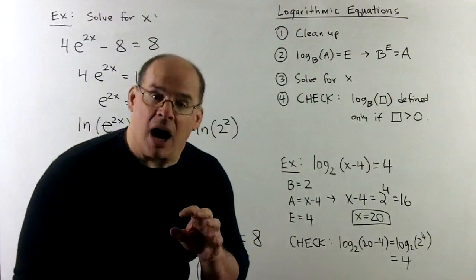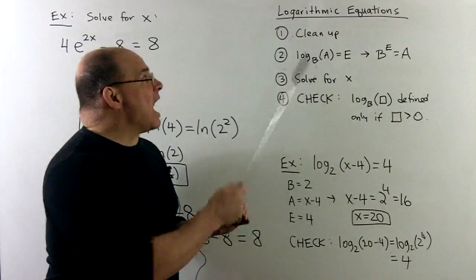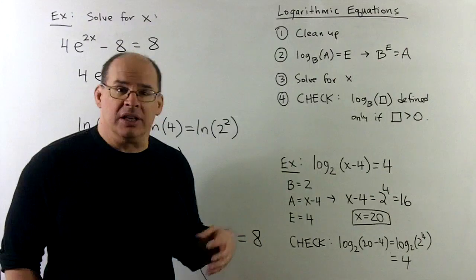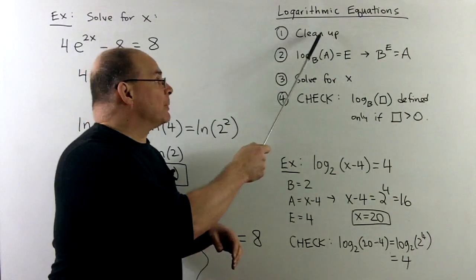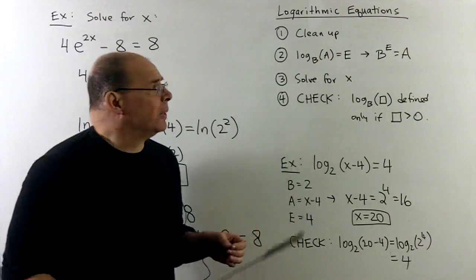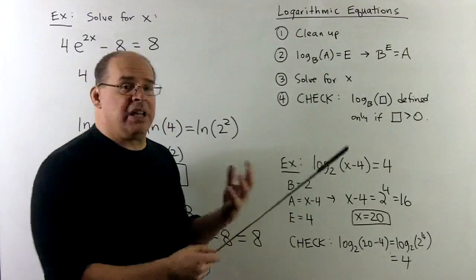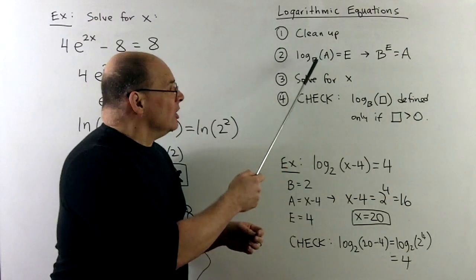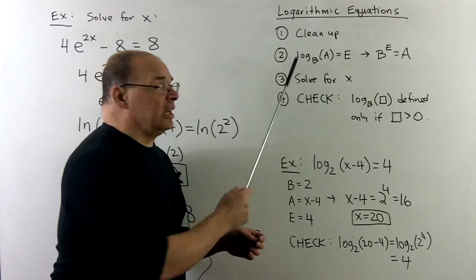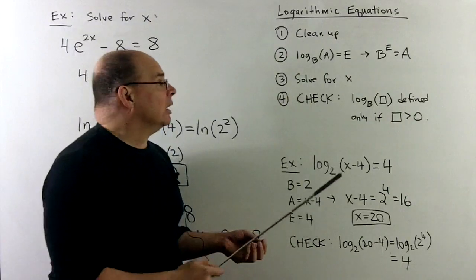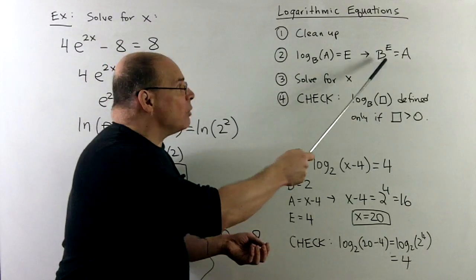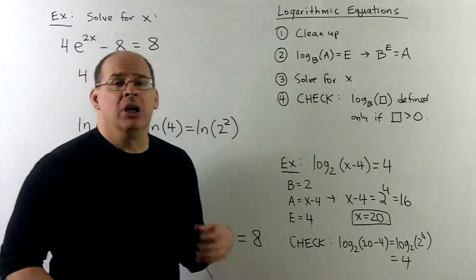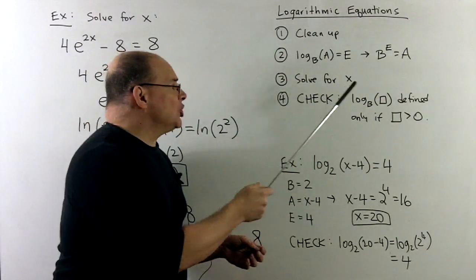Now, in the other direction, we have logarithmic equations. So we'll proceed with a checklist as usual. First step is cleanup. What are we trying to get to? I want to have something in the form from our dictionary, log to the base b of a equal to e. So we're trying to get the logarithm isolated as usual. Once we have this, we have our language trick, which is just b to the e equal to a. You just translate. Solve for x, then you check.